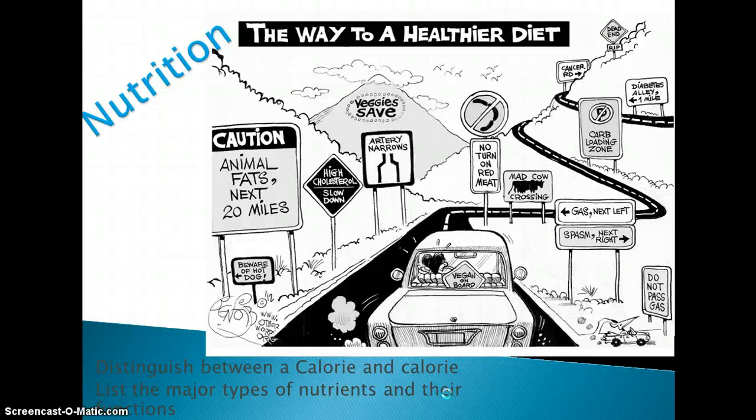There are all kinds of confusing messages in the media about what you should be eating and why, sort of like this mix of road signs. There are a few major groups of nutrients that your body needs to grow, repair damage, and maintain basic bodily functions. Food also gives you energy. By the end of the video, you should be able to distinguish between a calorie with a capital C and a calorie with a lowercase c, and list the major types of nutrients and their functions in the body.